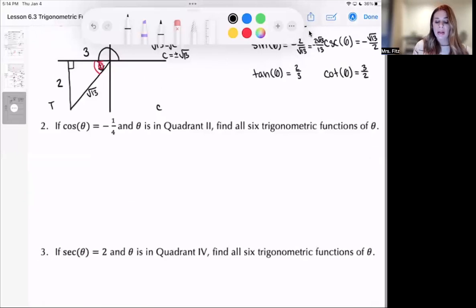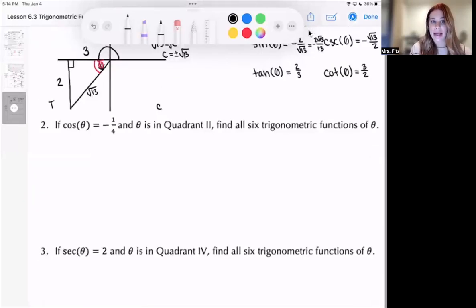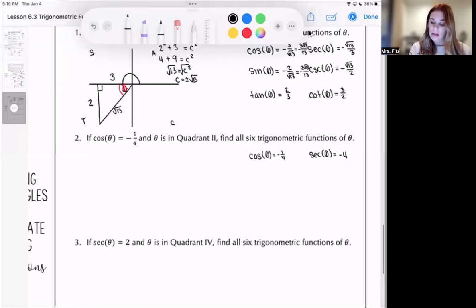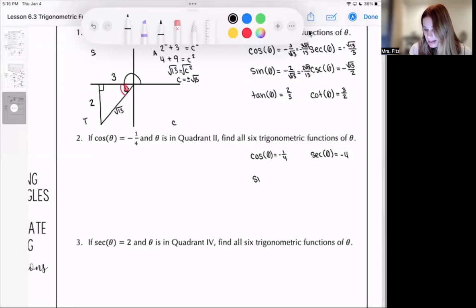So number 2, if cosine of theta equals negative 1/4, I'm actually already going to write that out over here. So cosine of theta equals negative 1/4. Remember, the reciprocal of cosine is secant. We can actually just flip that and do it now. So it's negative 4. We also will have to find sine of theta, which means we need to find cosecant of theta, tangent of theta, and also cotangent of theta. All right, let's draw our picture.